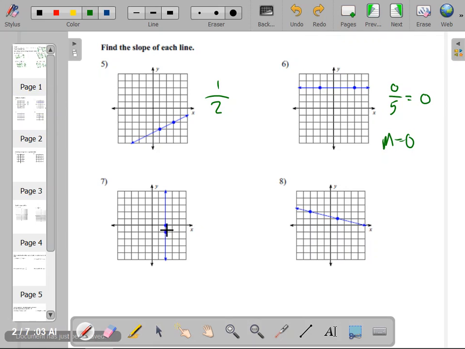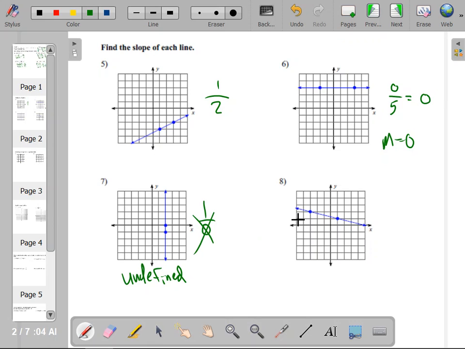Here, I'm going to rise 1, and I'm not going to run. 1 over 0. Yikes. You cannot divide by 0. This is called an undefined slope. This is a vertical line, and vertical lines have undefined slopes. So you don't say that something has no slope. No line has no slope. It has a slope of 0, or it has an undefined slope.